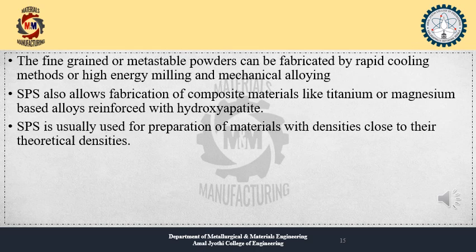The fine-grained or metastable powder can be fabricated by rapid cooling method or high-energy milling and mechanical alloying. SPS also allows fabrication of composite material like titanium or manganese-based alloys reinforced with hydroxyapatite. SPS is usually used for preparation of material with density close to their theoretical density.